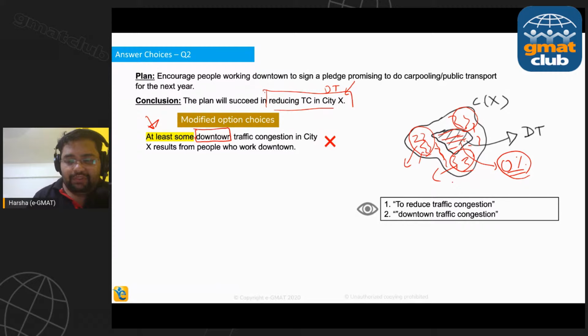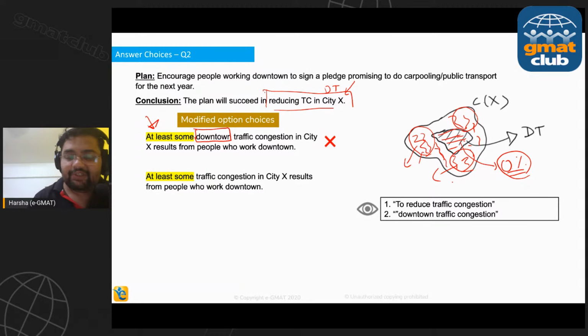The minute I remove this one word called "downtown" from this answer choice, it's actually a correct answer choice. It's one of the assumptions that you can practically, organically arrive at. So, any quick comments, any learnings? I did see a lot of you fall in this particular trap.